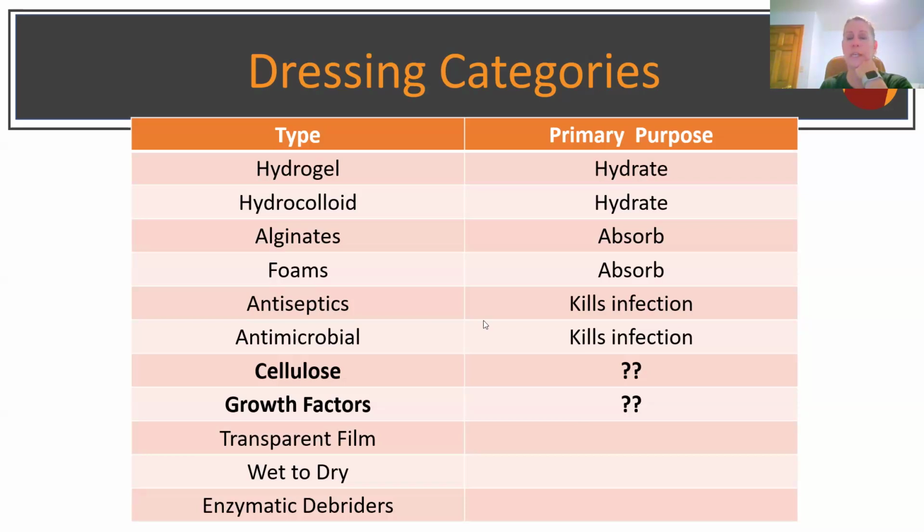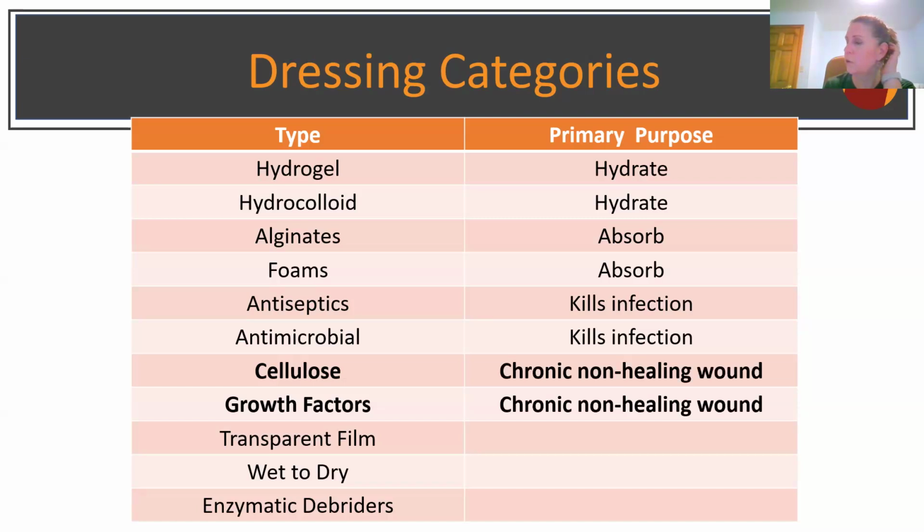So burns potentially. This is for people with chronic non-healing wounds. So if I'm doing everything right and the wound looks great and there's no infection and there's no dead tissue, and I've been waiting for the body to do its thing and heal it and it's not going anywhere, I might use cellulose or growth factors. I wouldn't worry much about this because I don't think you're going to see this on the NPTE, but I just like to put it in there.